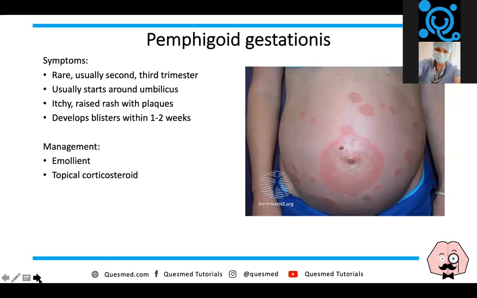So pemphigoid gestationis is a rare skin condition occurring usually in the second or third trimester. It typically starts around the umbilicus and results in an itchy raised rash with plaques. These plaques typically develop blistering within 1 or 2 weeks. And again, the treatment is emollient and topical steroid, but that's quite a rare condition.